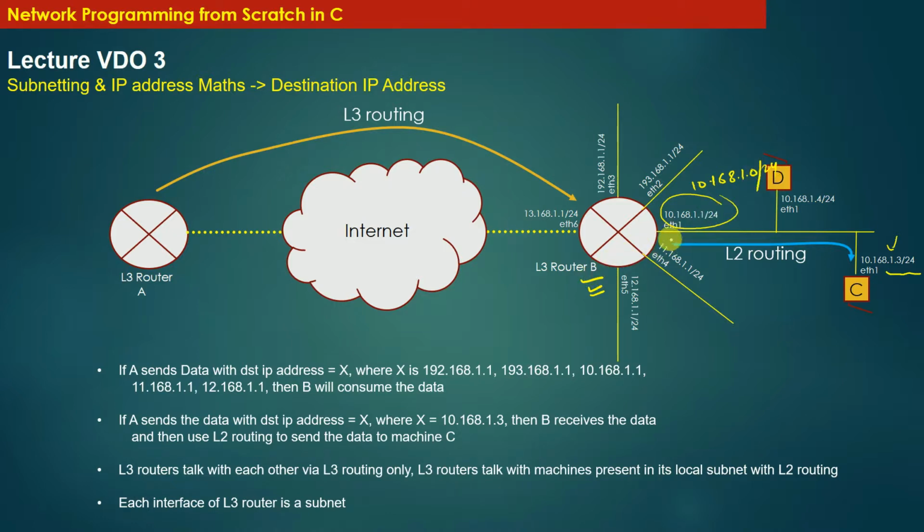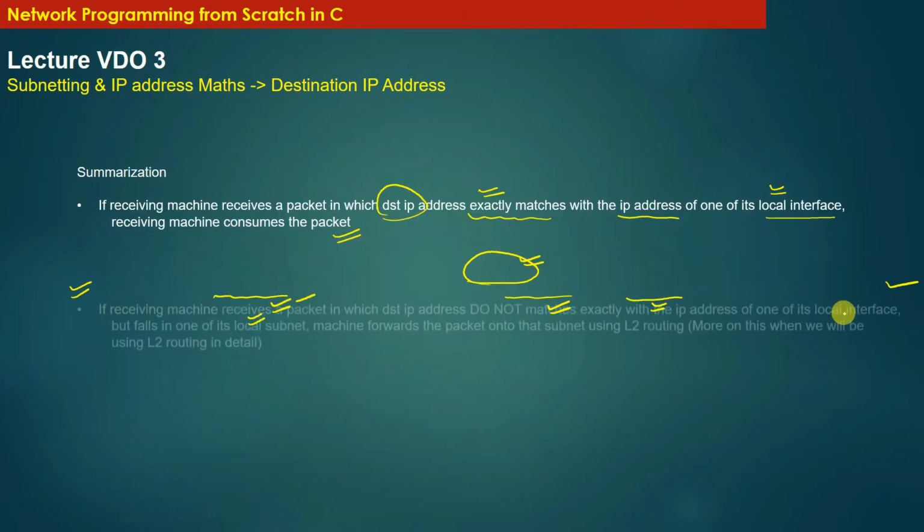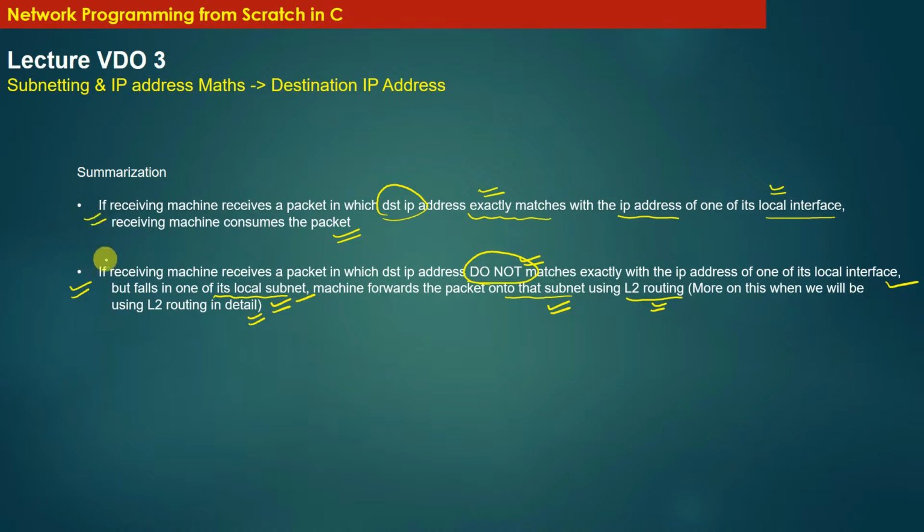Router B will forward the packet out of this interface, and using L2 routing, the packet eventually reaches its intended destination. Now you can see that the IP address configured on machine C exactly matches the destination IP address specified in the packet. Therefore, machine C is the actual consumer of the packet. So these two points are important.